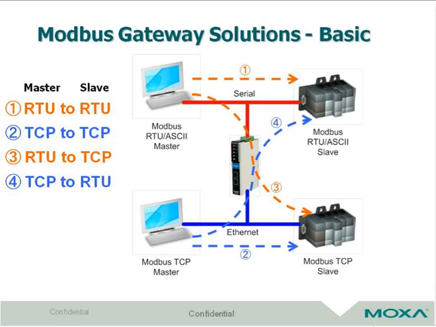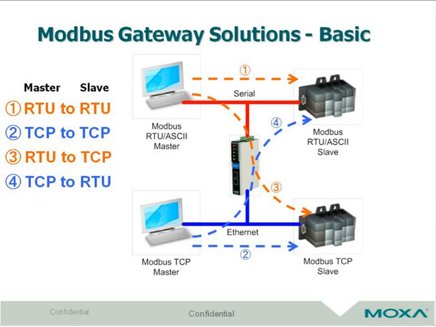The first and second are the original usage: a Modbus RTU master to a Modbus RTU slave, and a Modbus TCP master to a Modbus TCP slave. The third one is a Modbus RTU master communicating to a Modbus TCP slave. The fourth solution is a Modbus TCP master connecting to a Modbus RTU slave. But there's a limitation of the first solution: the distance.